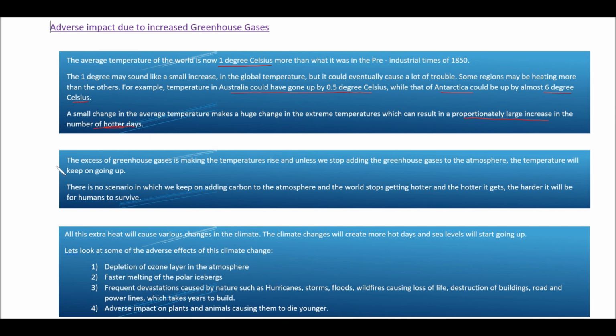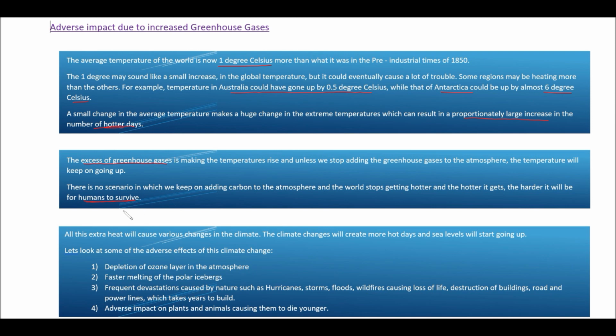Now what this means is that the excess of greenhouse gases is making the temperature rise, and unless we stop adding the greenhouse gases to the atmosphere, the temperature will keep on going up. And believe me, there is no scenario in which we keep on adding carbon to the atmosphere and the world stops getting hotter. And the hotter it gets, the harder it will be for humans to survive. So basically, eventually it is a threat to the survival of human beings.